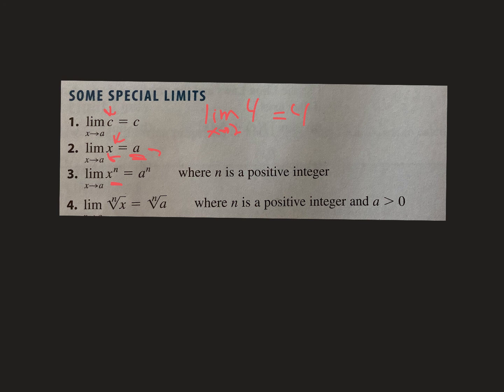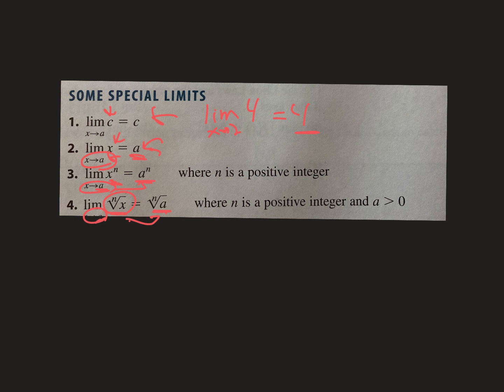All right, if you have an x with an exponent, you're just going to do the a down here to the power. And the last one, if you have a root with an x, now these are all x's, then you just take the root of the a, the root of what you're approaching. All right, so one more time. If you have a constant and it's a limit, the answer is the constant. If you have just an x, the limit is the number you're approaching. If you have an x with a power, the answer is the number you're approaching to the power. And if you have a root, the answer is the root of the number you're approaching.